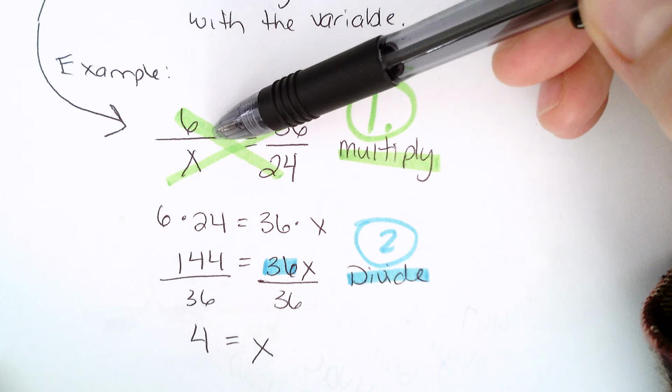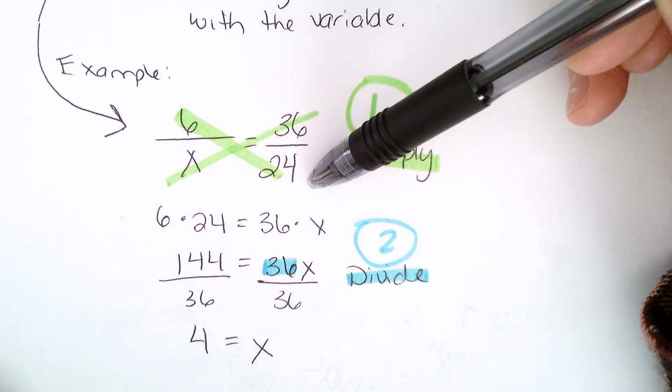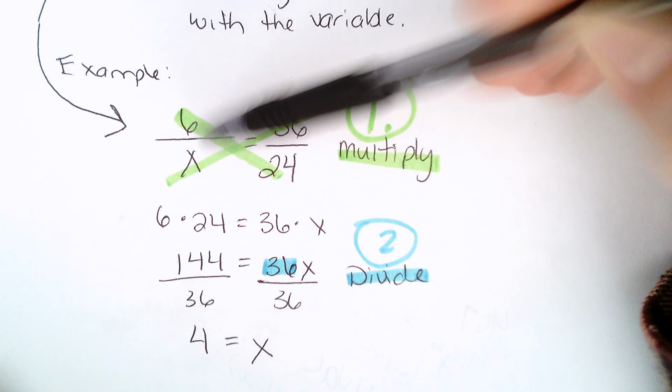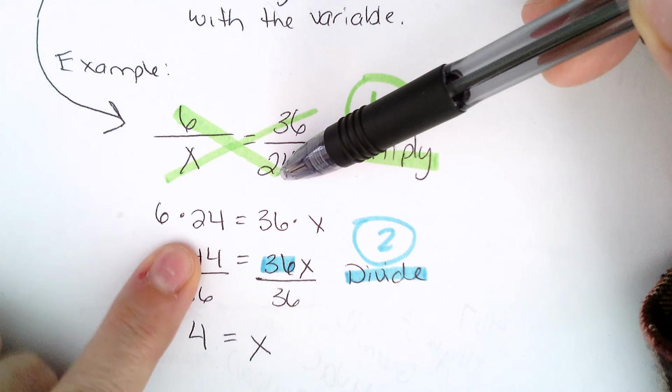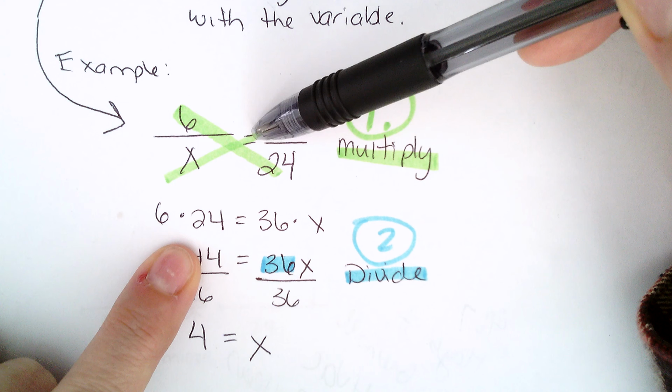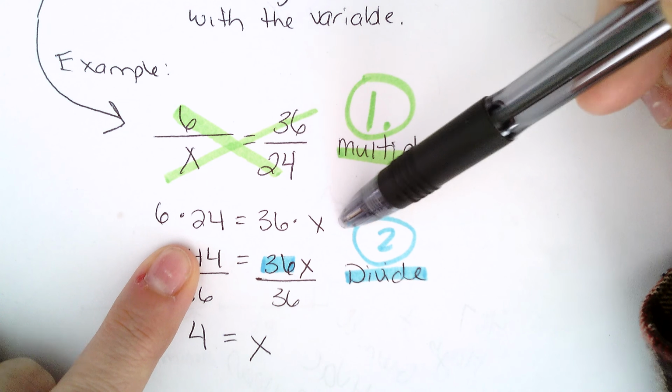If we have 6 over x, so x is my variable, equal to 36 over 24, and I want to find out what would make this true, I'm going to do the cross products. I'll do 6 times 24, and set it equal to x times 36, or 36 times x.